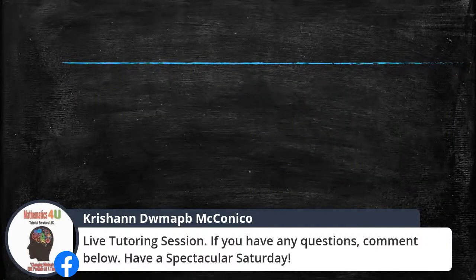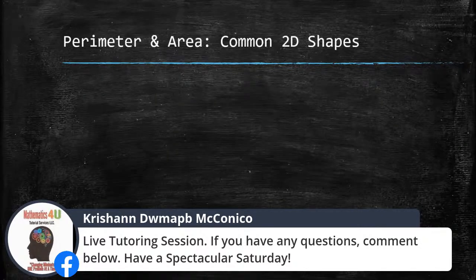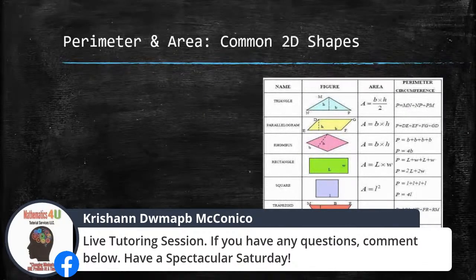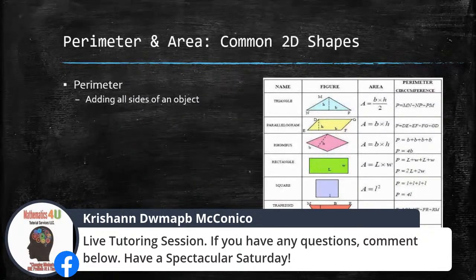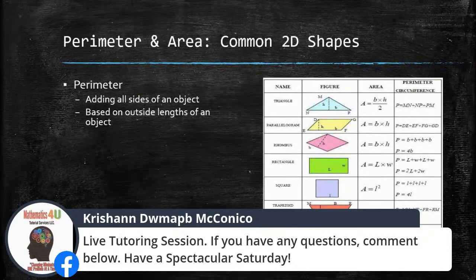All right, next up, perimeter and area, common 2D shapes. Perimeter. What is the perimeter? Perimeter is adding all sides of an object, and this is based on the outside lengths of each object.